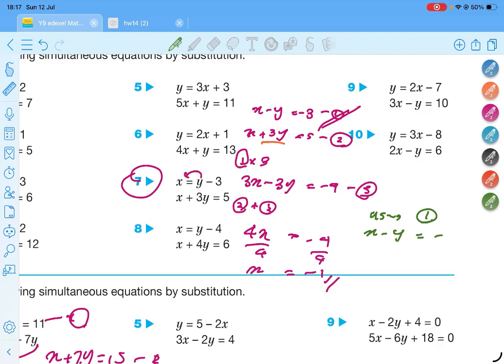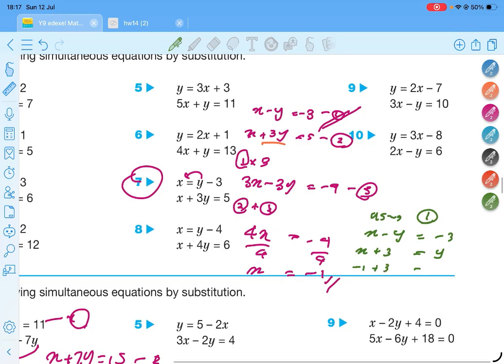X minus y equals minus 3. Move y to this side. Y equals x plus 3. Right? X is minus 1. Minus 1 plus 3 equals y. So y equals 2. Substitute here. You can get your answer.